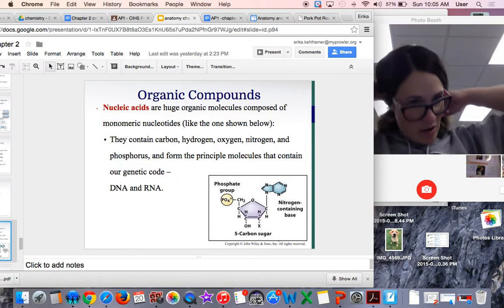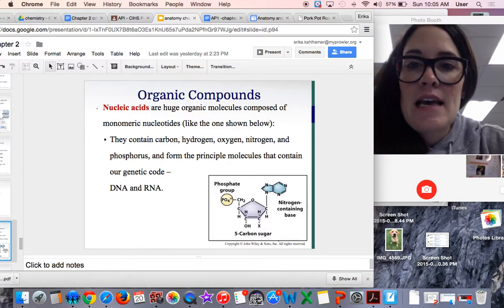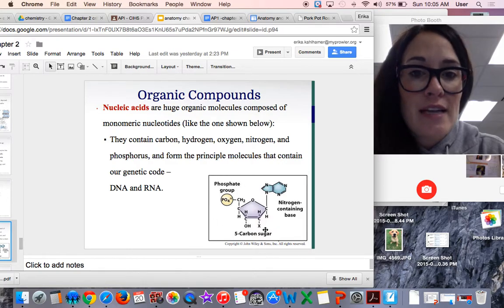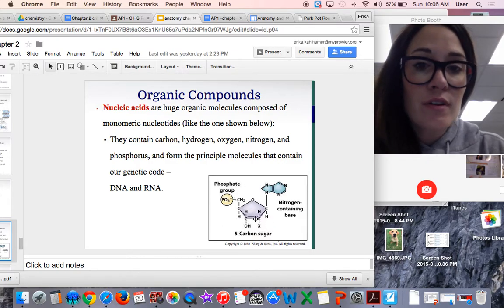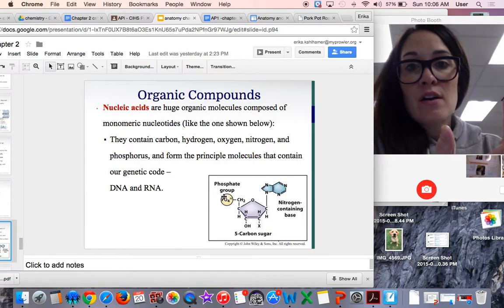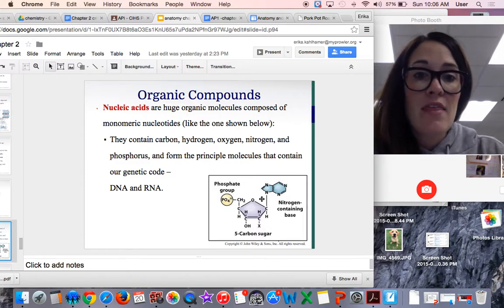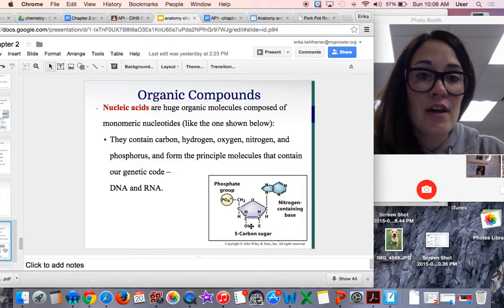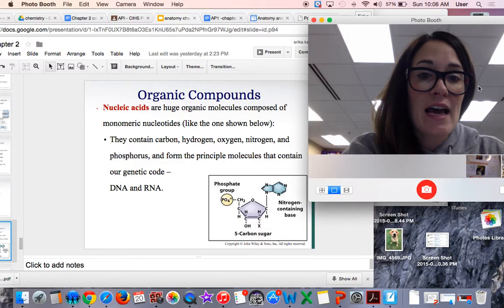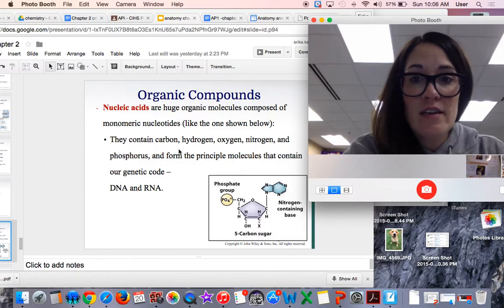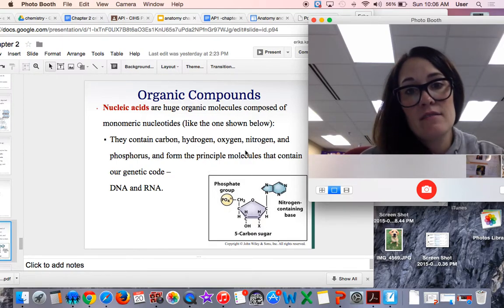Nucleic acids are the fourth type of organic compound, and the building blocks of them are called nucleotides. Here's a nucleotide below. Every nucleotide contains a phosphate group, so nucleic acids have phosphorus. That's what makes them different from the other organic molecules. They also contain a 5-carbon sugar and a nitrogen base, and this base can vary. Just like the other ones, they contain carbon. You can see here's the carbon ring, hydrogen, oxygen, and they also contain nitrogen. And what makes them different is they contain phosphorus.